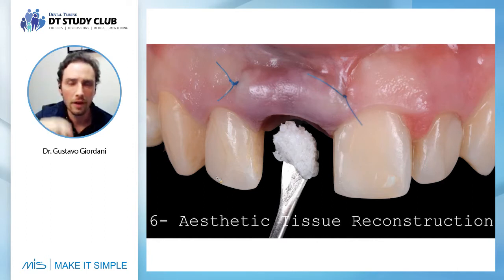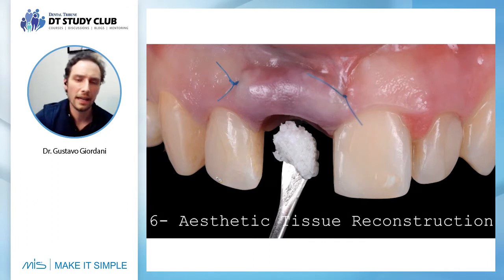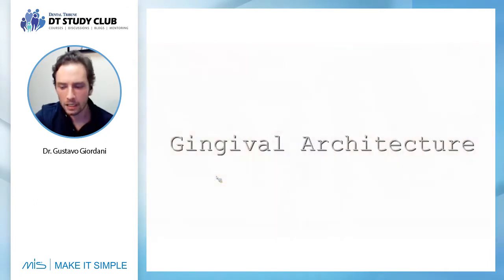Very important step to have predictability in the long term. Why is it very important to do the aesthetic tissue reconstruction? Because we need to understand that after the extraction, some changes will happen in our patient. We're gonna change the gingival architecture.